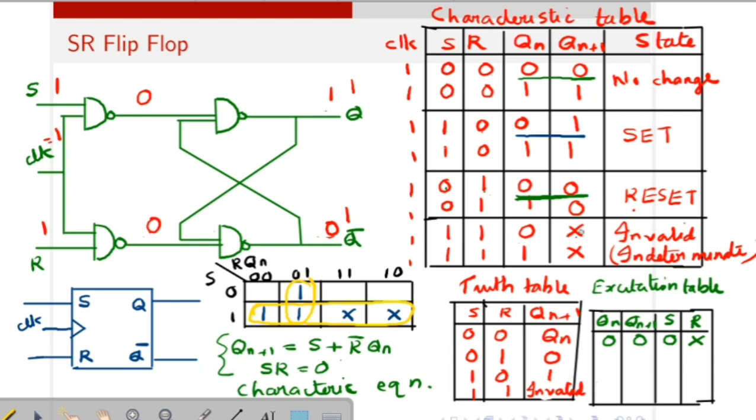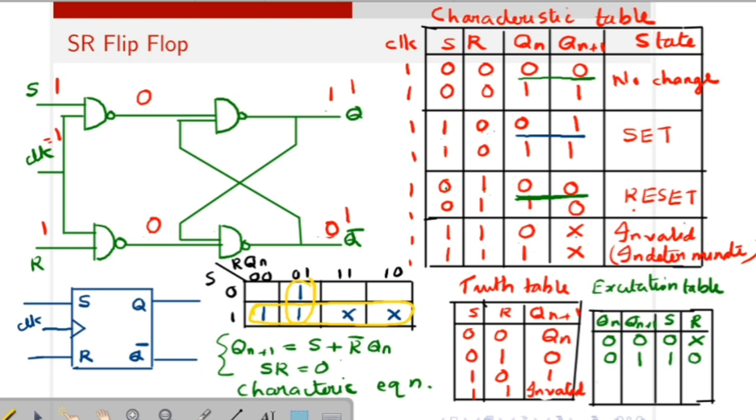So we didn't take that one. So only one value. So in that case it is 1, 0. So we can write it as here Qn is equal to 0 and Qn plus 1 is equal to 0, 1. Then S is equal to 1 and R is equal to 0.